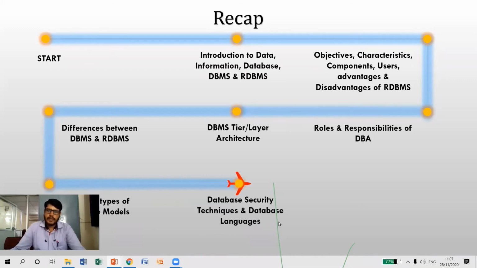And at last, we discussed database security, techniques, and whatever database languages are available. With this, we are going to terminate the second chapter. I hope you have understood.